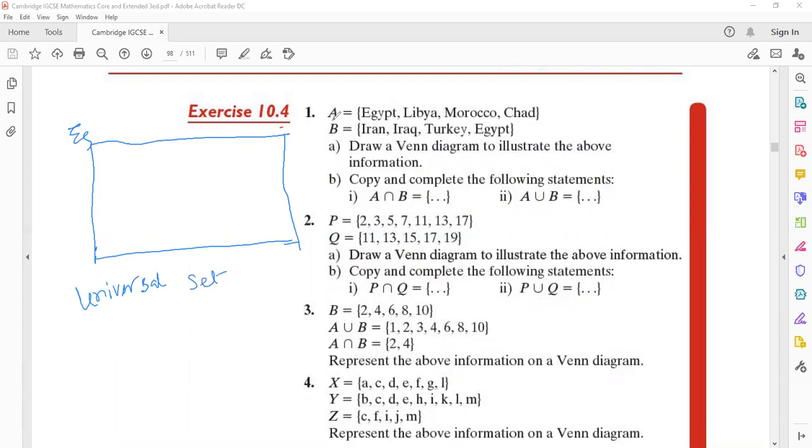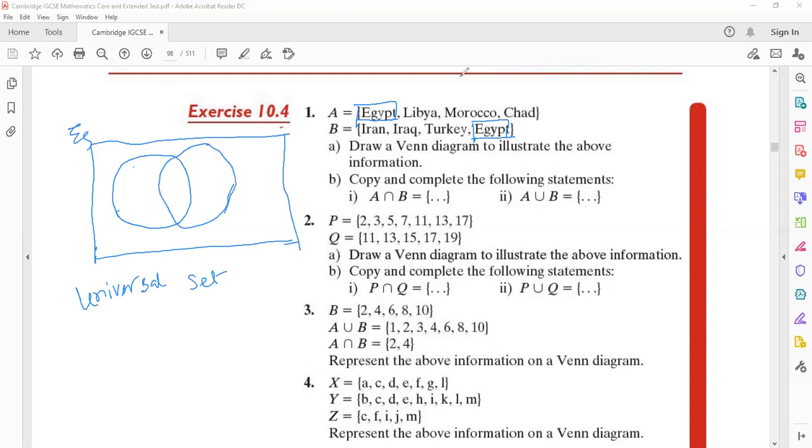Now it has given A and B, so I'm just going to draw A and B. But before you draw, you have to check if there is any common element. Egypt is here, and here is also Egypt. Libya, Morocco, Chad, and Iran, Iraq, Turkey. So there is one common element. What are we going to do? Common means it has an intersection, so you are going to draw like this.